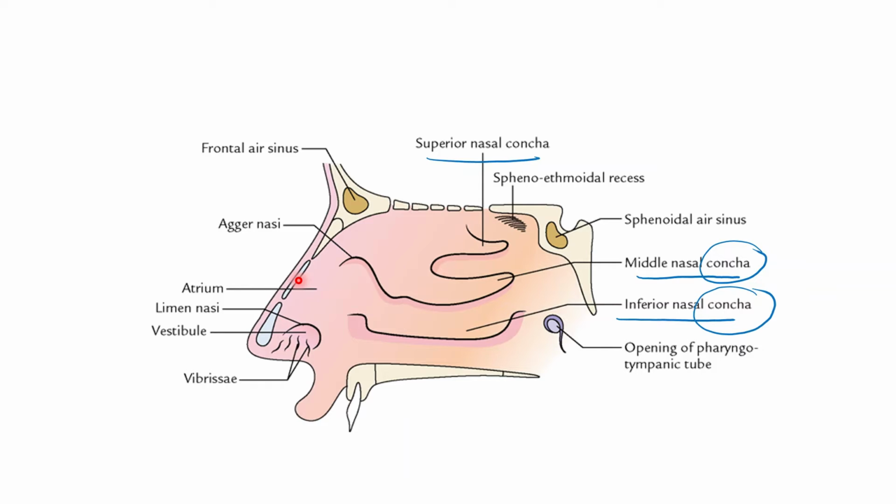The lateral wall is very important, as we see most of the paranasal air sinuses opening into the nose through the lateral wall. So the lateral wall receives the opening of all the paranasal air sinuses. We'll just move on to the features one by one.